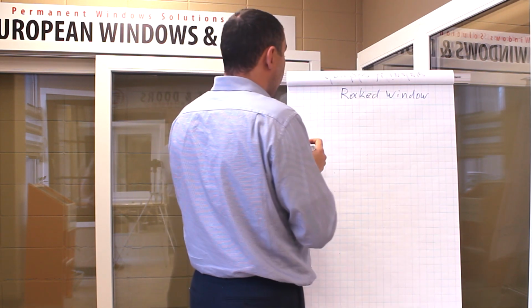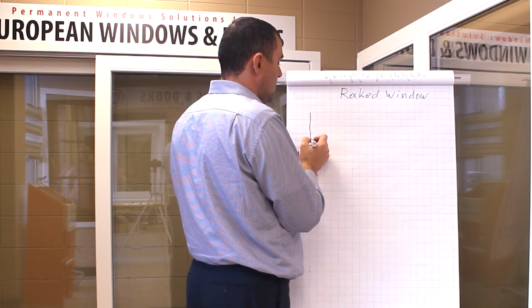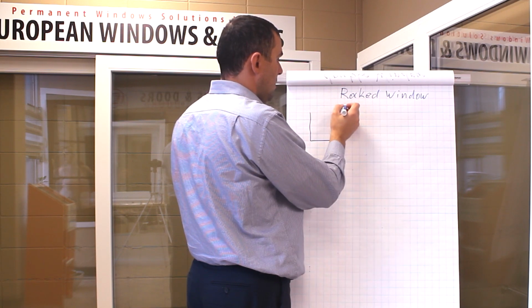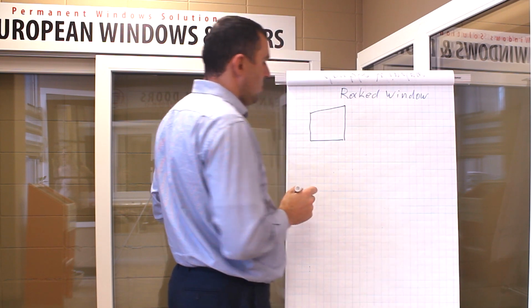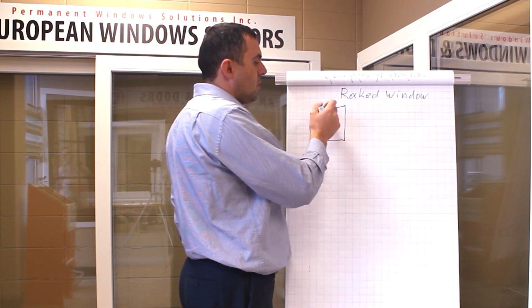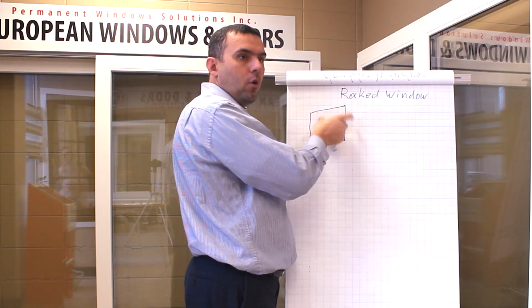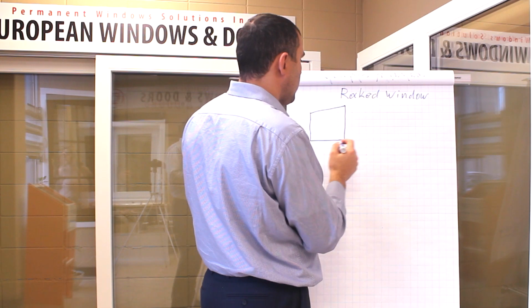So, raked window, yes, you can do just a smaller raked window like this, right? So when you do this, a raked window cannot be openable as one full unit, right? So it can be a picture raked window like this.